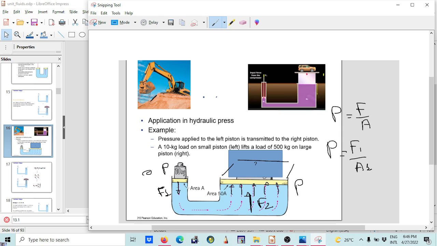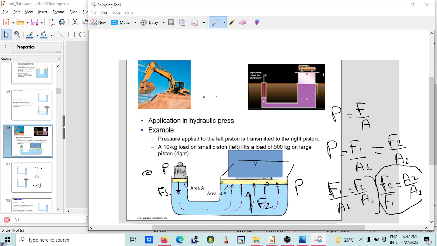because Pascal says that the pressure has to be transmitted. It's going to be the same pressure. So then here underneath you're going to have F2 over A2, right? It's the same pressure. So you're going to have F1 over A1 equals F2 over A2, and we are talking about area. So you see that F2 over F1 is going to be equal to A2 over A1. So that's going to be Pascal's principle.